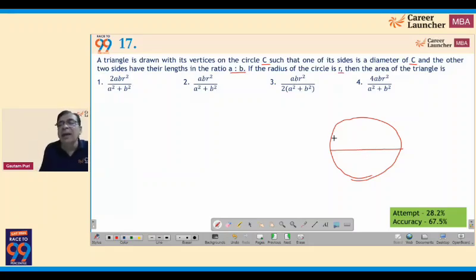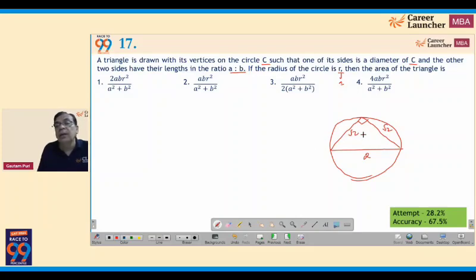Let's keep it simple. If the radius of the circle is R, let me say the radius is equal to 1. So the diameter has to be equal to 2. And what about A and B? Assume them to be equal. This is an angle in a semicircle, which is a right angle. So the sides should be root 2 and root 2.